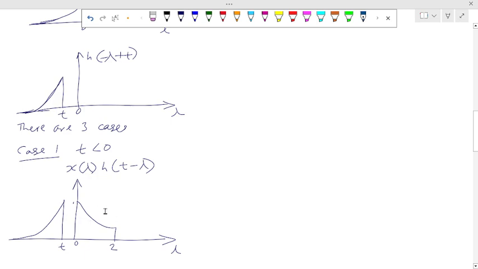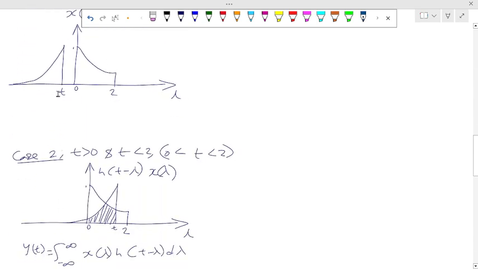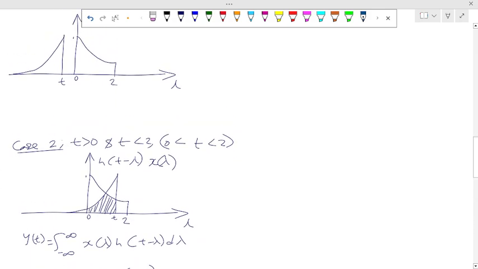Okay, and in the second case, there is no meeting point between the two signals. But in case 2, where t is greater than 0 and t is less than 2, that means t is positive, but it is less than 2. In that case, these two graphs will meet. So it's shifted inside. Can you see it? It's shifted inside. So you can see this is where they meet.